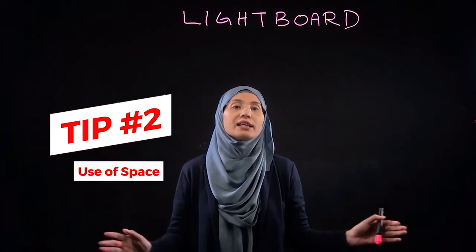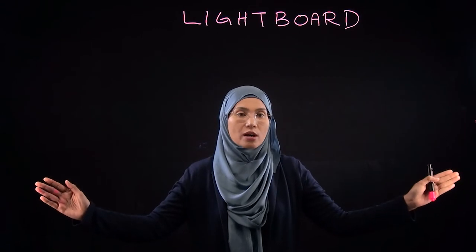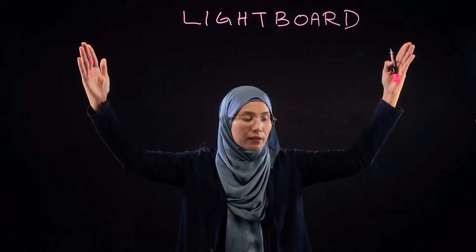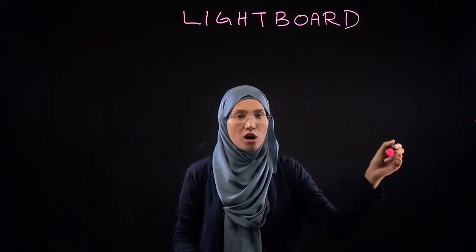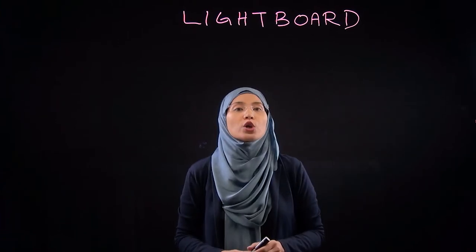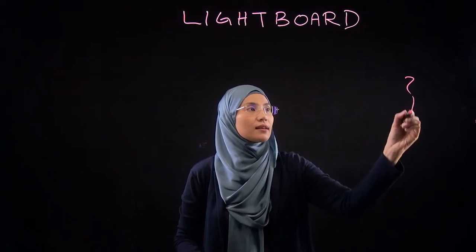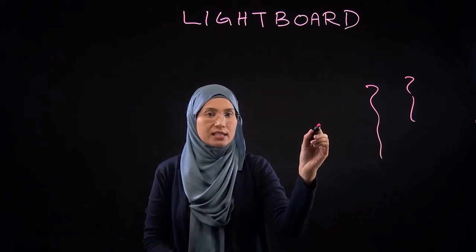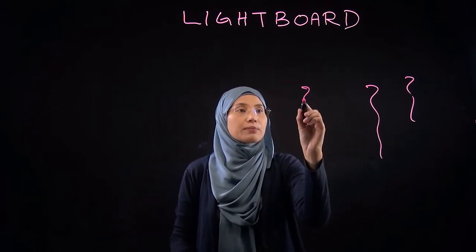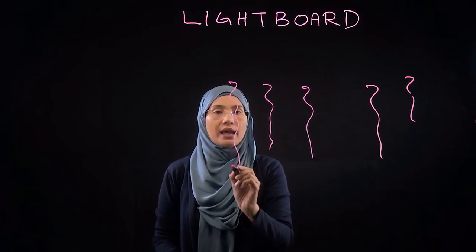Tip number 2, use of space. Never underestimate the importance of planning the use of space on the Lightboard. Remember that your Lightboard has quite a limited amount of space where you can draw and annotate. So you need to think about where to position your text and where to position yourself as you are writing and annotating.